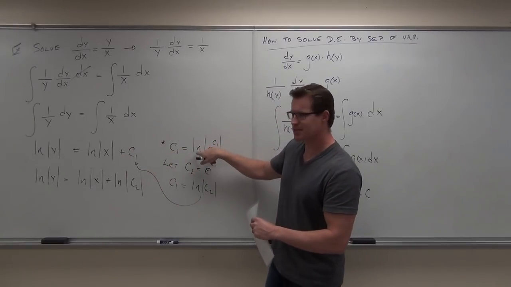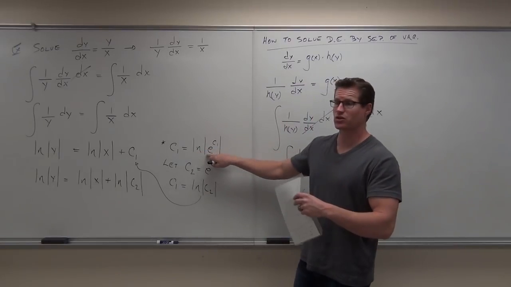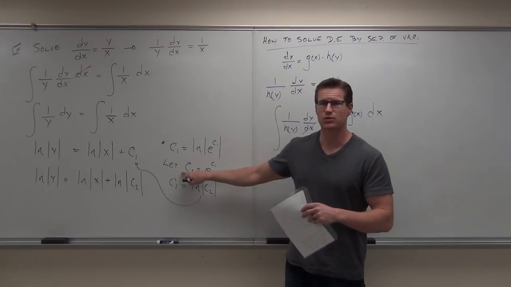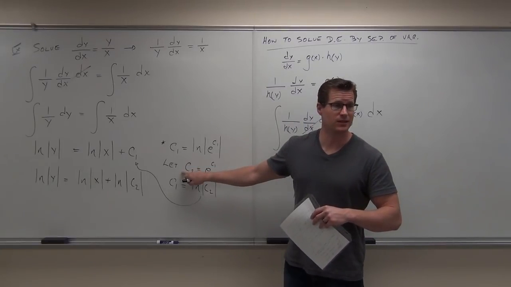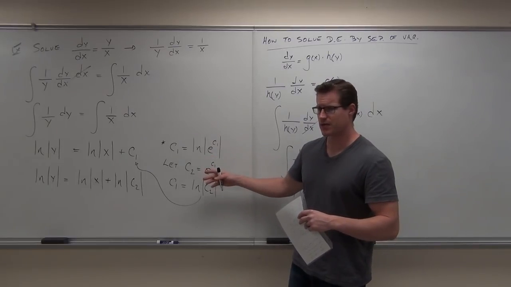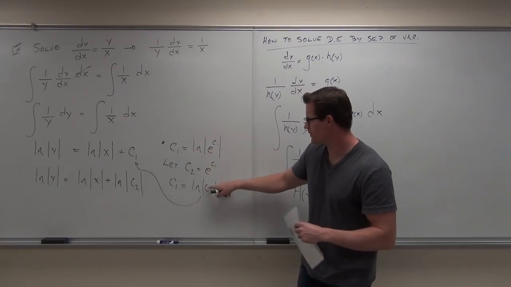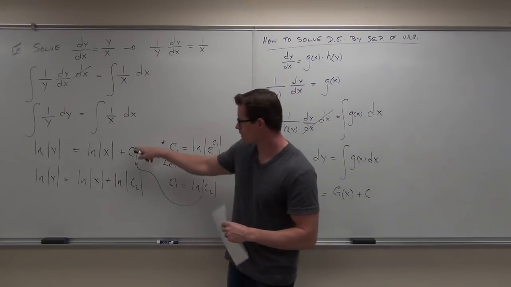No problem. Is this still a constant? Yeah, it's still a constant. No big deal. Sure. Let's call it a different constant. We're saying, let's define c2 to be e to the c1. It's still a constant. We're fine as far as our notation goes. Therefore, c sub 1 equals ln of absolute value c sub 2. We're going to write that right here.